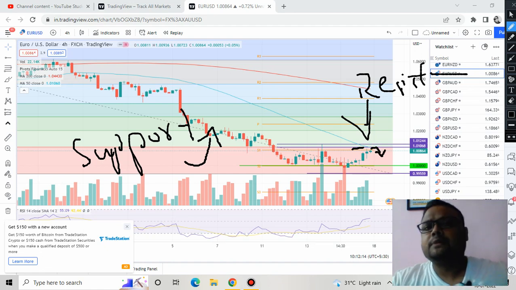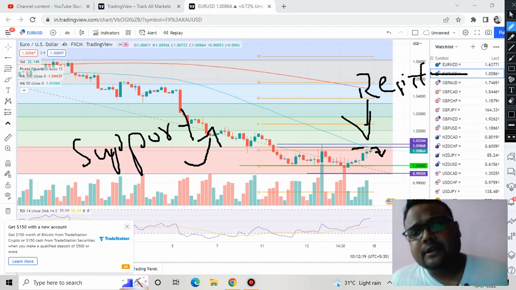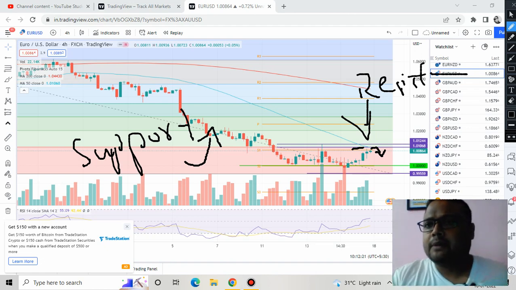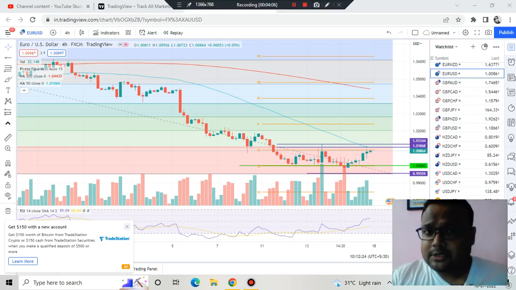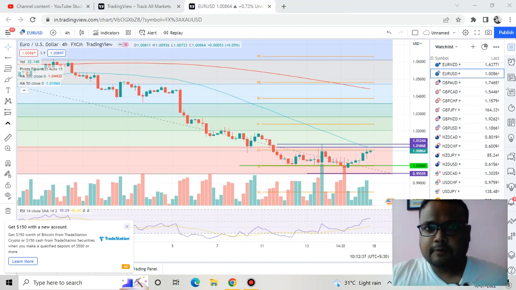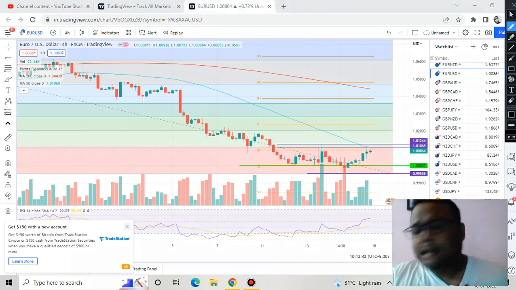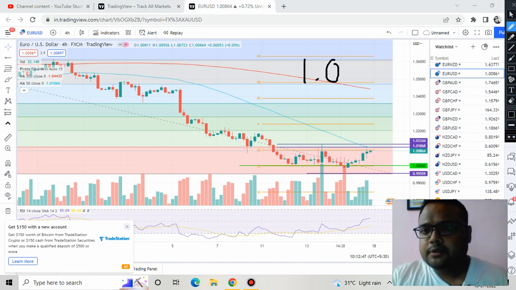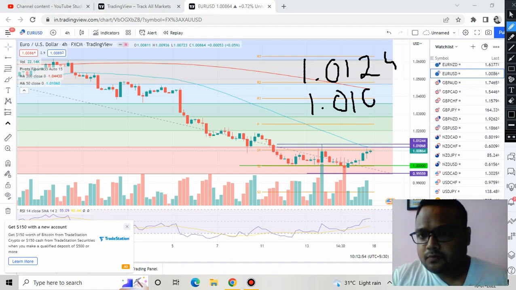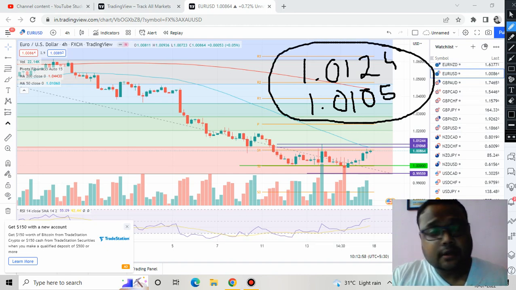So if you find Euro USD coming down again from this particular level, then again you can take a sell position. But keep in mind 1.0000 is still a very strong support. And in case you find some upside also, then the exact levels for Euro USD are 1.0124 to 1.0105. This is the resistance level for Euro USD.